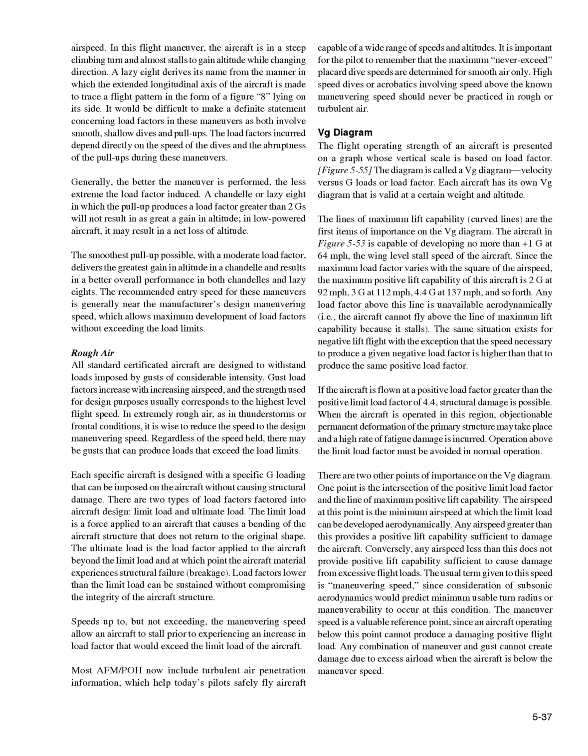Since the maximum load factor varies with the square of the airspeed, the maximum positive lift capability of this aircraft is 2 G at 92 miles per hour, 3 G at 112 miles per hour, 4.4 G at 137 miles per hour, and so forth. Any load factor above this line is unavailable aerodynamically, i.e., the aircraft cannot fly above the line of maximum lift capability because it stalls. The same situation exists for negative lift flight, with the exception that the speed necessary to produce a given negative load factor is higher than that to produce the same positive load factor.